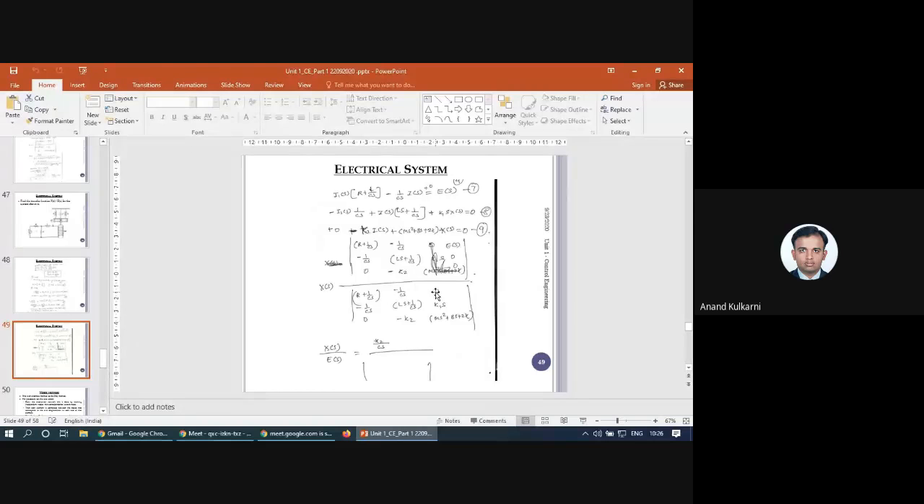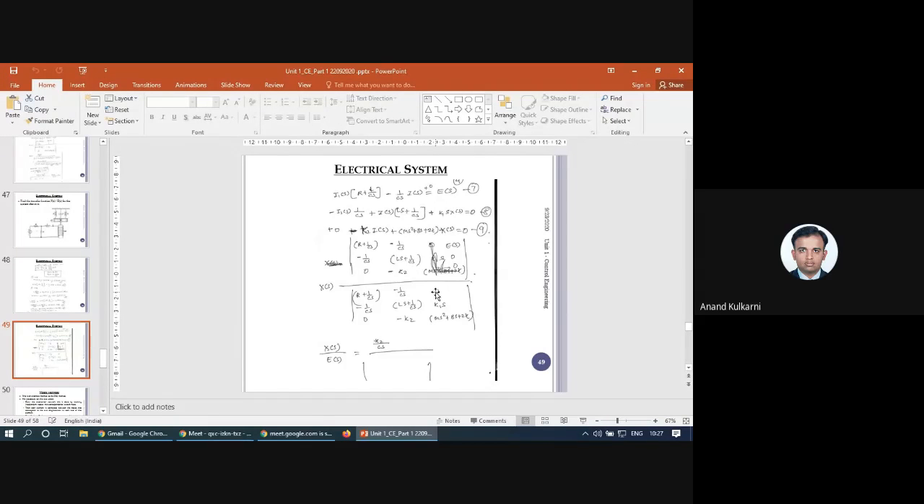Henceforth, now Professor Anand Deshpande will continue with the remaining part of this. Anand Kulkarni, not Deshpande. So Anand Kulkarni will continue with the remaining part of the thing which is there in unit number 1.